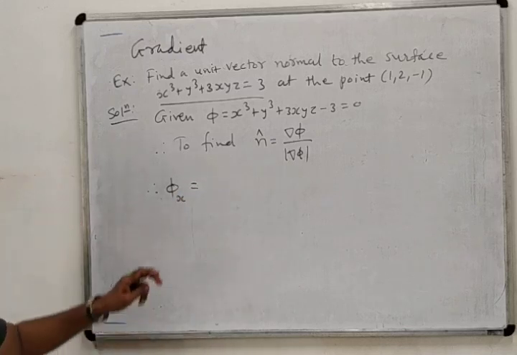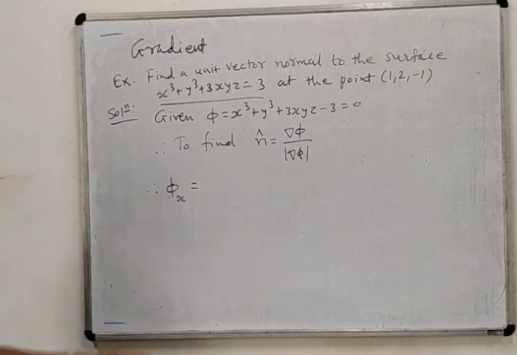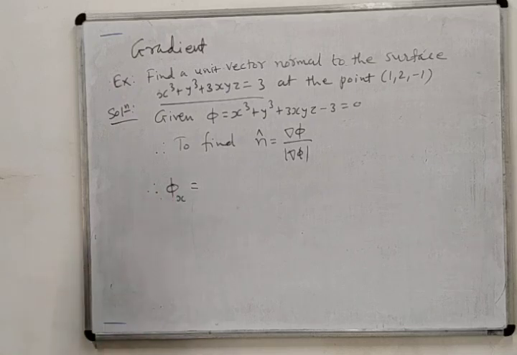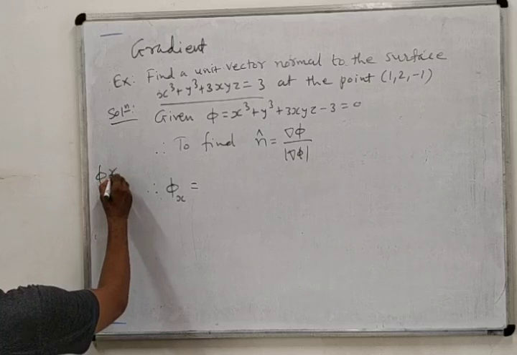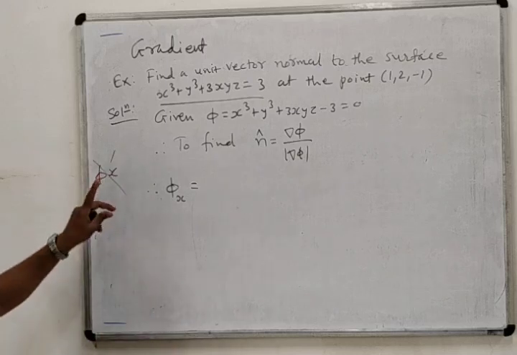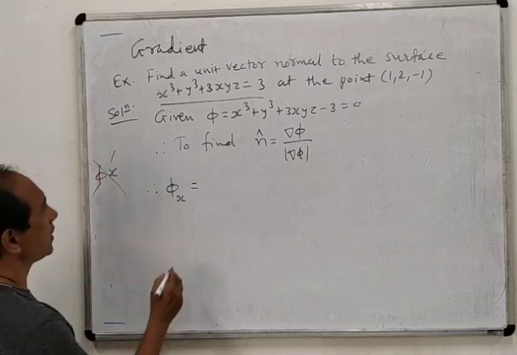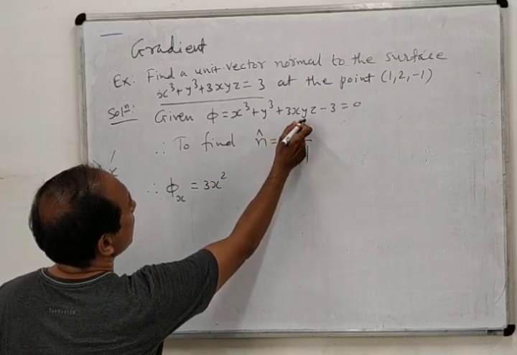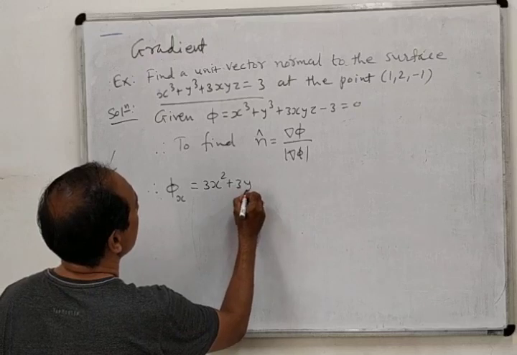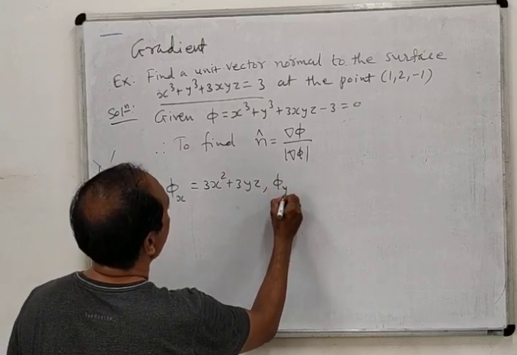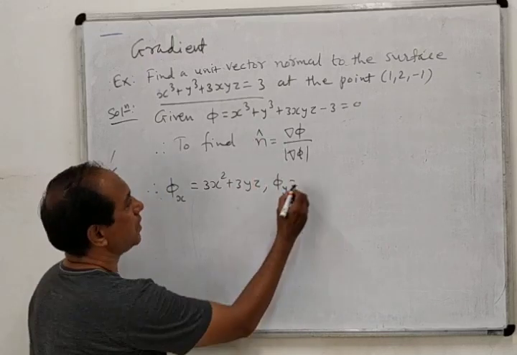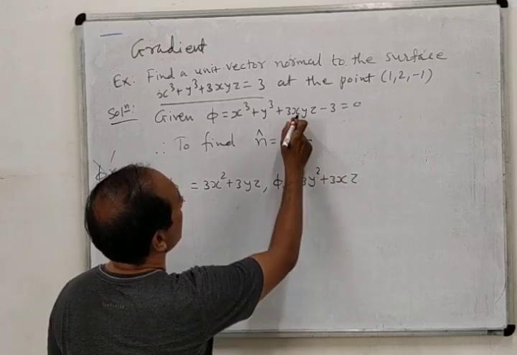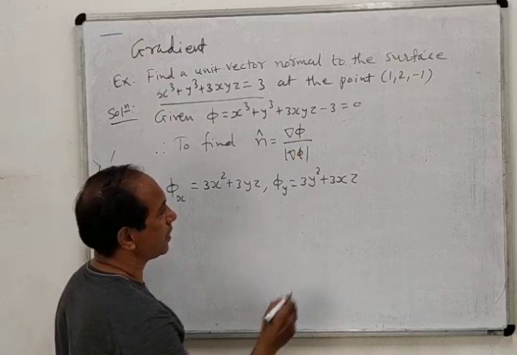In the last example we denoted this by del phi by del x, so we can also denote this by phi x in subscript. Don't write this in the improper way, phi into x. It is phi x, that means del phi by del x. So 3x square y cube has derivative 0 and the derivative of 3xyz is 3yz. Then we find phi y. Phi y is 3y square plus 3xz, because here 3xz are constants and y has derivative 1.